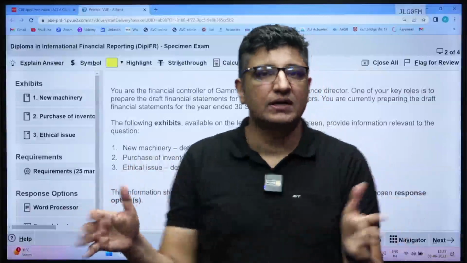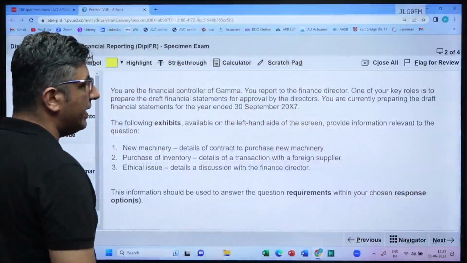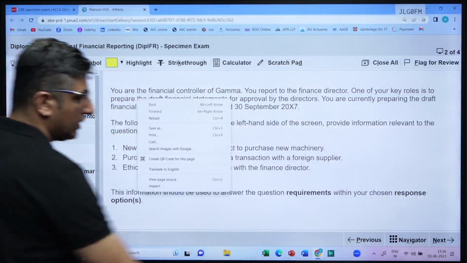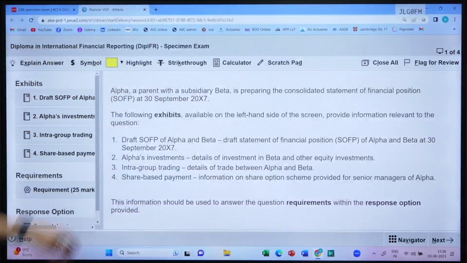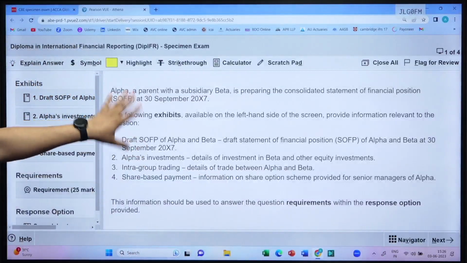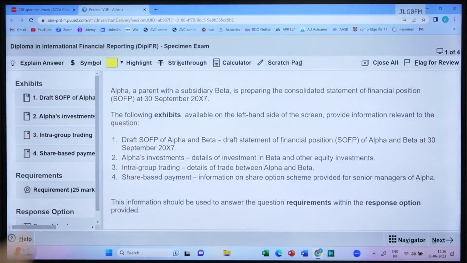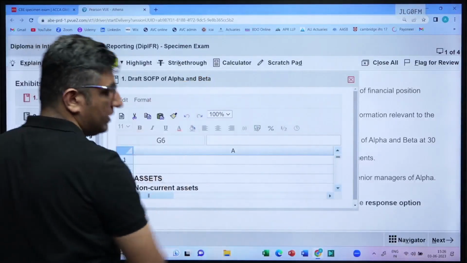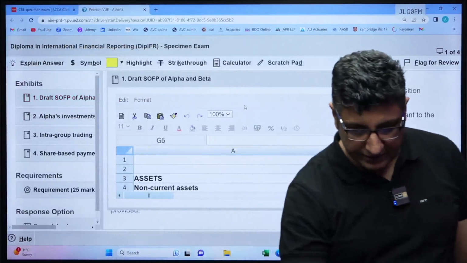I have sufficient tools with me when I go back and, let's say, attempt my questions. By the way, as I told you, this is my second question. I want to come back to my previous window where it would give me my first question there, okay? When I say I'm looking at this information, it tells me there is a draft balance sheet of Alpha and Beta, and this is how it looks like as a template, okay?